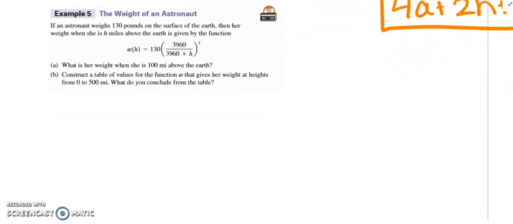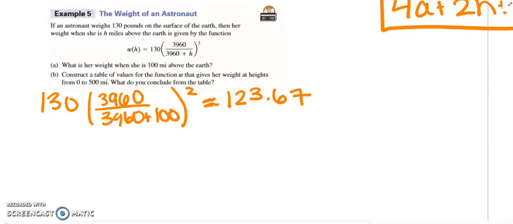All right, 2 more. An astronaut weighs 130 pounds on the surface of Earth. Then her weight when she is h miles above the Earth is given by the function. Okay, here's my function where h is what I'm going to plug in, right? It's like my x. What is her weight when she is 100 miles above Earth? Pause and plug in. Okay, I plugged in 100. You can throw it in your calculator. I got approximately 123.67. So that is her weight in pounds. Or that is what she feels like her weight is in pounds.